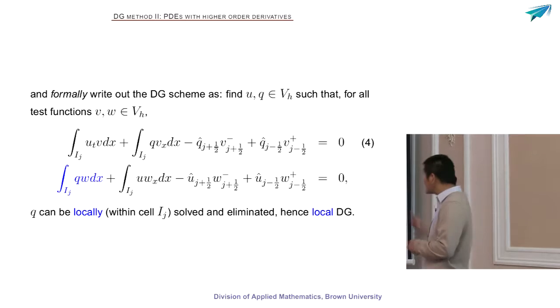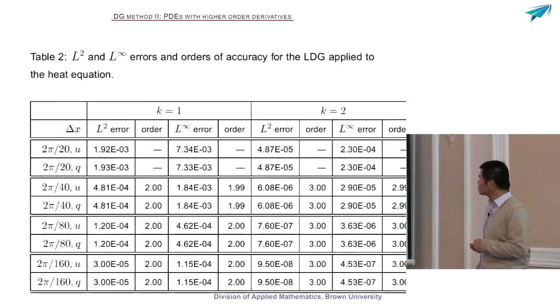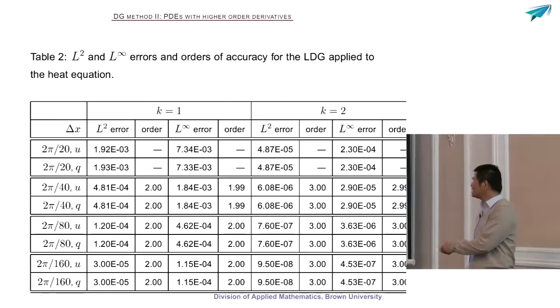Okay, and this method works so nicely, you can prove it is L2 stable and optimal convergent, h to the k plus 1. And the good news is that this is also true for general systems. But first look at the heat equation, the same table as we have seen before, but now with the correct LDG, then you immediately see that you have second order here, you have third order here.